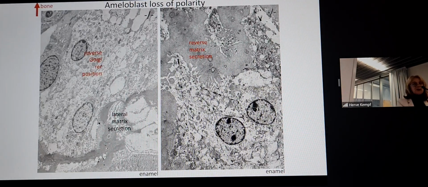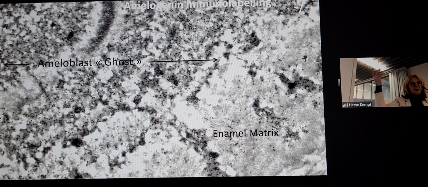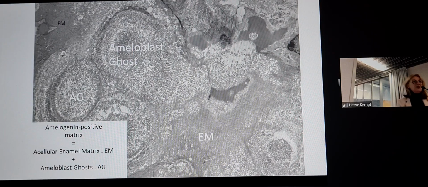So, secondarily, we saw some defect in polarization with lateral matrix secretion, and then reverse matrix deposition. So everything is changed, the polarization is altered. And what we saw by labeling is that, in fact, the target of FAM20C and A, the amelogenin, is accumulated inside the ameloblast ghost and also in the enamel matrix. So the consequence is that the enamel, in fact, is not a real enamel. It's made of amelogenin growth, which mineralized after their necroptosis, and electron-dense matrix, a pseudo-enamel formation.